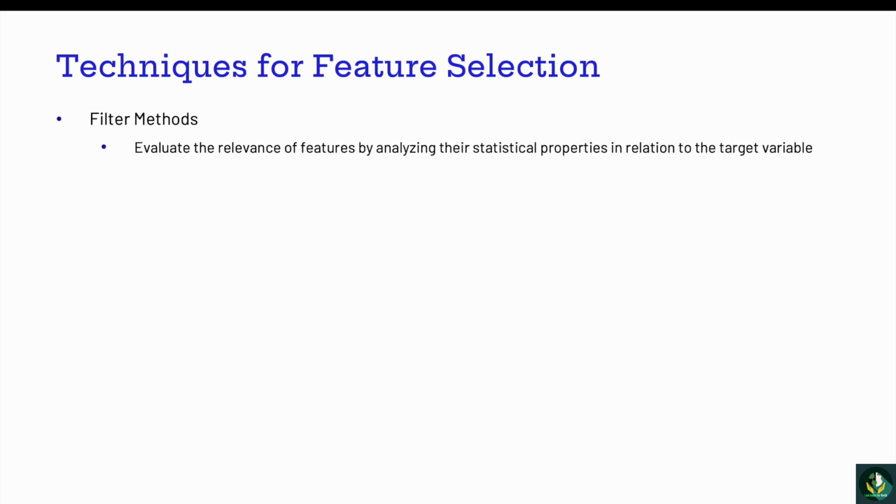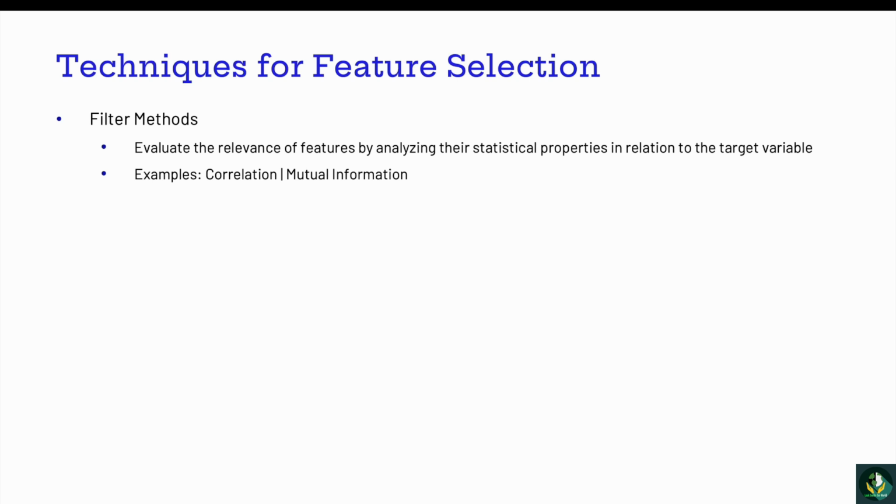Next, let's look at techniques for feature selection. Feature selection methods are categorized into three main groups. First is the filter methods. These methods evaluate the relevance of features by analyzing their statistical properties in relation to the target variable. Examples can be correlation, which measures the linear relationship between features and the target. An example for that is the Pearson correlation coefficient.